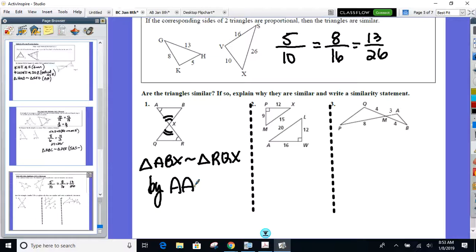Sure. So if I'm going to test out side, side, side, the 9 probably matches up with the 12. Is that in the same ratio as the 12 and 16? Is that in the same ratio as the hypotenuse, 15 and 20? And they all come out to be 3/4.